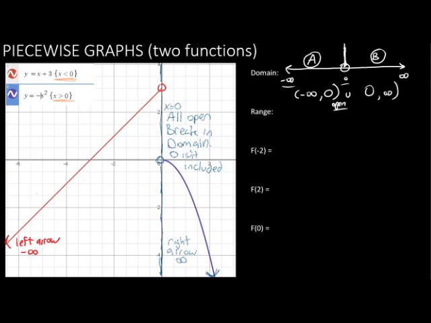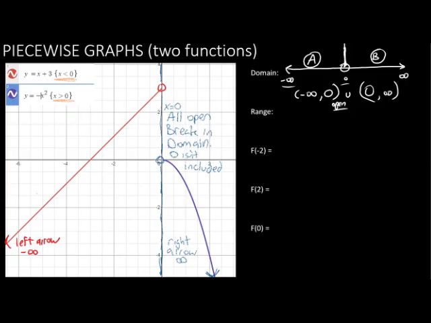Infinity always gets a parenthesis, and because all the circles at 0 are open, we'll put a parenthesis around 0 for piece B as well. Now let's try to draw our range. The range will be a little bit more complicated since we have to incorporate two pieces. Let's start by trying to look at the red piece.